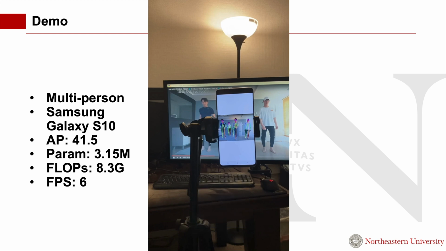We run our pose estimation application on the Samsung Galaxy S10, and the model used in the demo only has one refinement block, and its backbone is a revised ResNet 50. The model we used has an average precision of 41.5 and only 3.15 million parameters. The computation of our model is only 8.3 GFLOPs, and the FPS of our application in the demo video is 6.